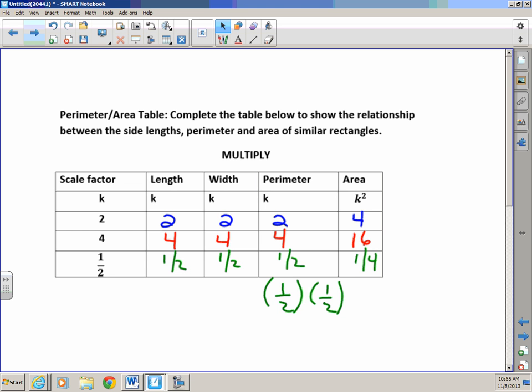Okay? So to summarize, when dealing with similar figures, to figure out the change in perimeter, it's the original figure's perimeter times the scale factor that gives you the new one. But if it's the area, it's the original area times the scale factor squared that gives me the new area.